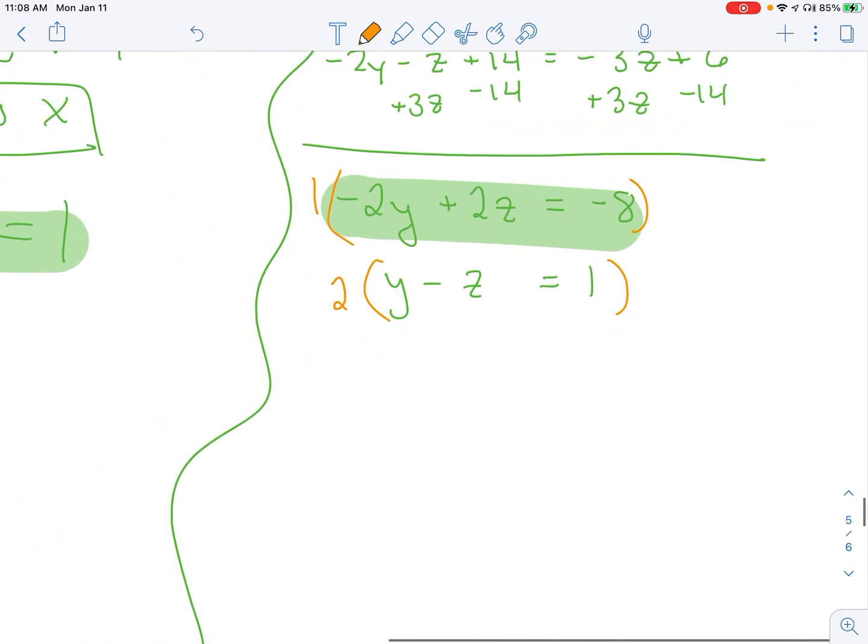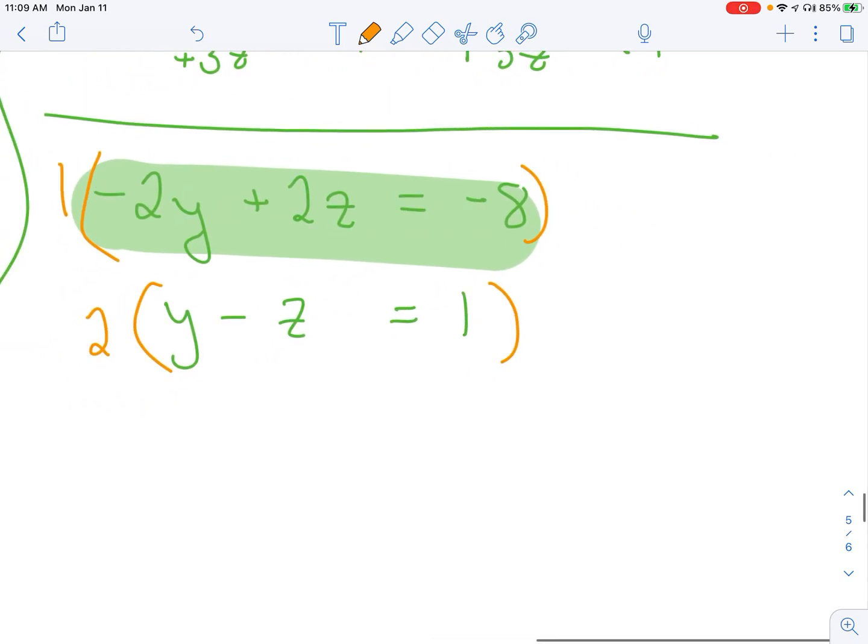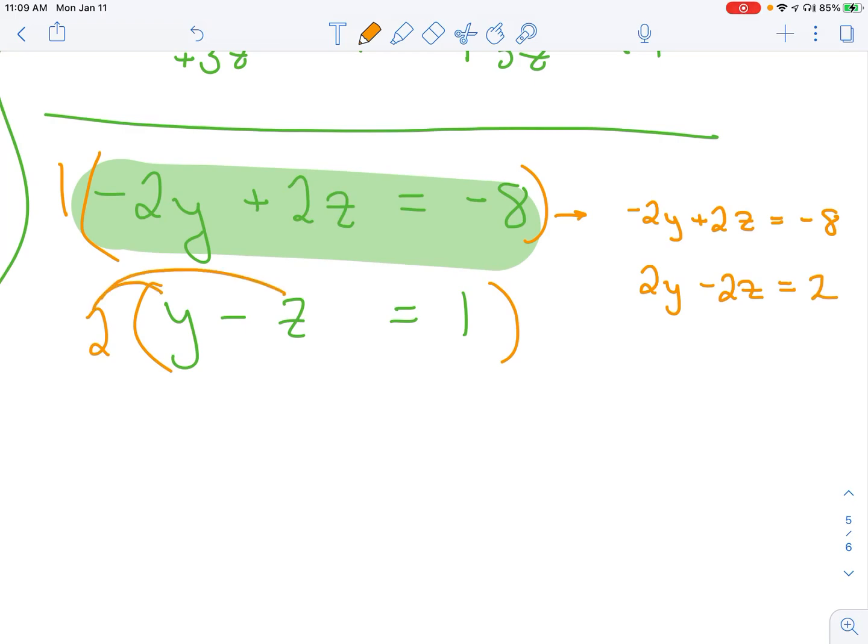I probably have room to write it on the side, so I'll write it to the side. I'll zoom in. Distribute a positive 1. It's going to give me negative 2y plus 2z equals negative 8. Positive 1 doesn't change anything: 2y minus 2z equals 2. And that was from me distributing here. The y's cancel as they should. Oh, look at that, the z's cancel. That's bizarre. So I actually get 0 equals negative 6. This is a no solution problem.